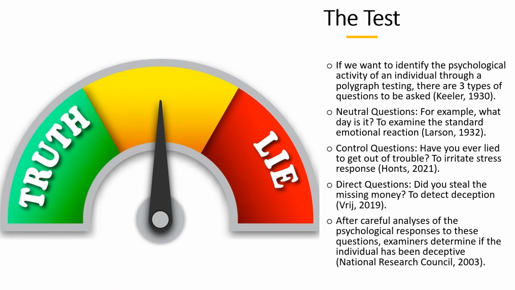Now, the polygraph tests use three types of questions. First, we have the neutral questions, like what's your name? These are just to establish a baseline. Then we have the control questions. These are a little stressful, like have you ever told a lie? And finally, we have the direct questions, like did you take the money? These are meant to catch lies. And examiners then compare your reactions, but as I said, it's not foolproof. It's more like a tool than a guarantee.